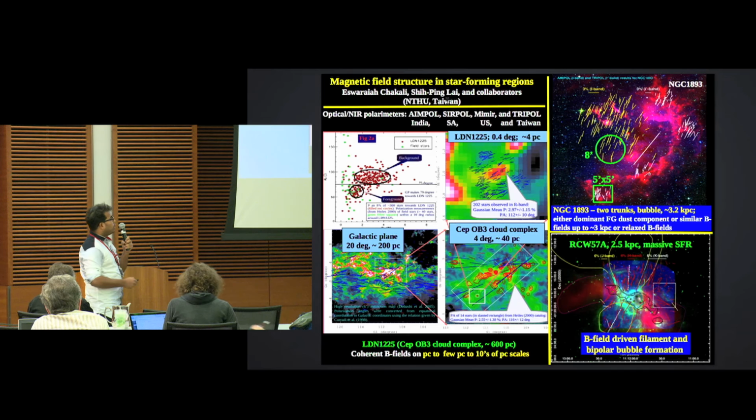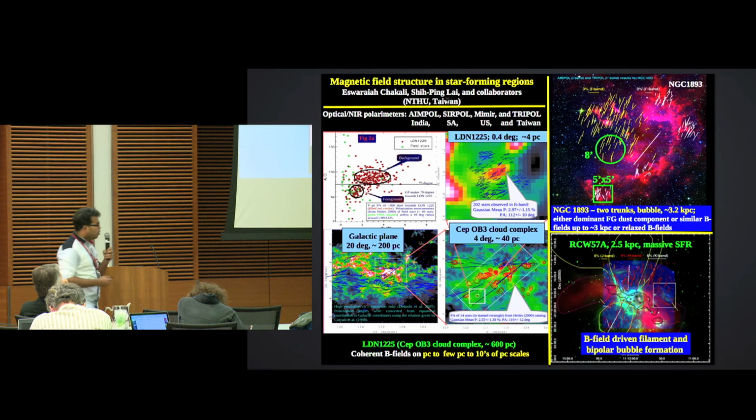So even though we don't see the change, it may give some important implications on the dominant component of foreground dust. And in order to have possible future observations in submillimeter polarimetry and CO data, I'd like to have further collaborations. So please visit my poster. Thank you very much.